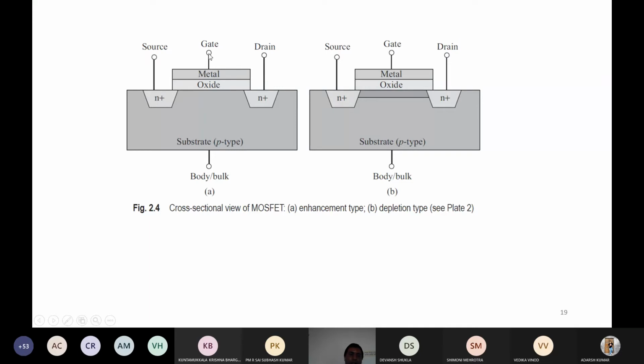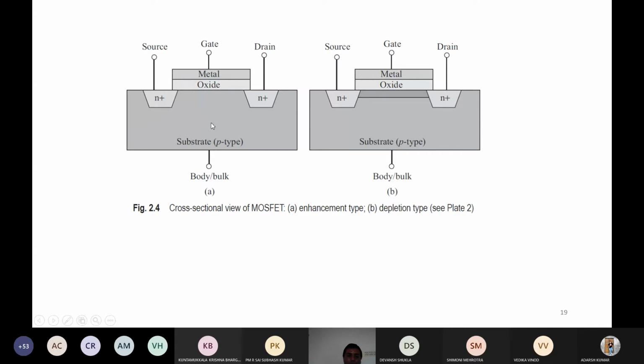And then contact is taken. So source, gate, drain, and body also have some contact. So gate and body, 4 terminals are shown, and here no channel is present. Only after application of the gate bias, meaning gate voltage more than threshold voltage, will it be present. Because it is a p-type substrate, an n channel will be created here after application of gate voltage. In this case we can see it is enhancement mode.